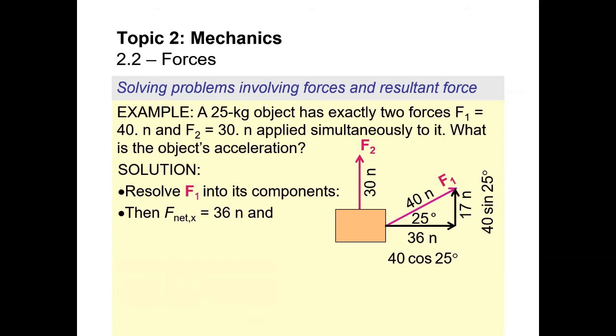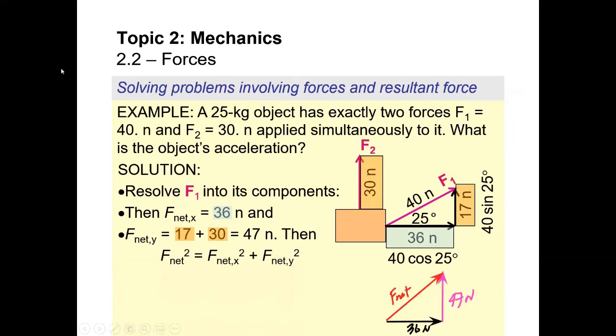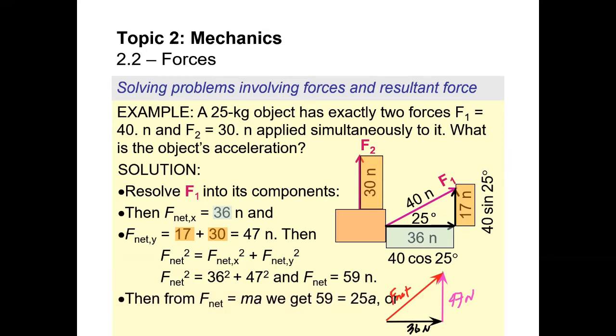F net in the x component, we have only 36 Newton. F net y component, we have 17 Newton upward plus the 30 Newton upward, that gives us 47 Newton. So F net squared equals F net x squared plus F net y squared. F net squared equals 36 squared plus 47 squared, and F net equals 59 Newton. Then from F equals ma, F net equals 59 Newton. Mass is 25 kilogram. Acceleration equals 2.4 meter per second per second.